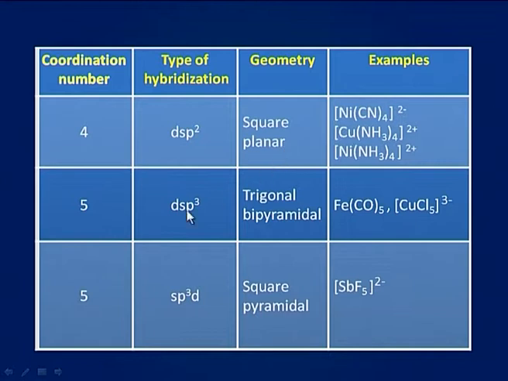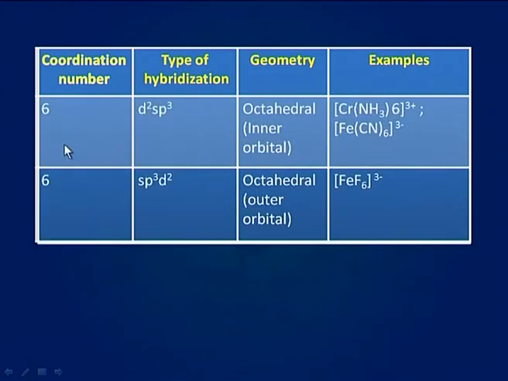For coordination number 5, 2 types of hybridization will take place, dsp3 and sp3d. With dsp3 hybridization, trigonal bipyramidal geometry will be formed, and with sp3d hybridization, square pyramidal geometry will be formed. Similarly, for coordination number 6, there will be 2 types of hybridizations, d2sp3 and sp3d2.